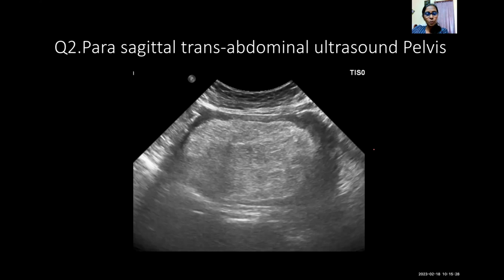So this is a transabdominal ultrasound done at the level of the pelvis. You describe what you see and then let's go ahead to the next set of images. This is one of the spot views of a transabdominal ultrasound pelvis, which shows a large, highly echogenic lesion within the pelvic region. It is well defined, there are no internal calcifications within it, and I cannot appreciate any cystic areas within this lesion.